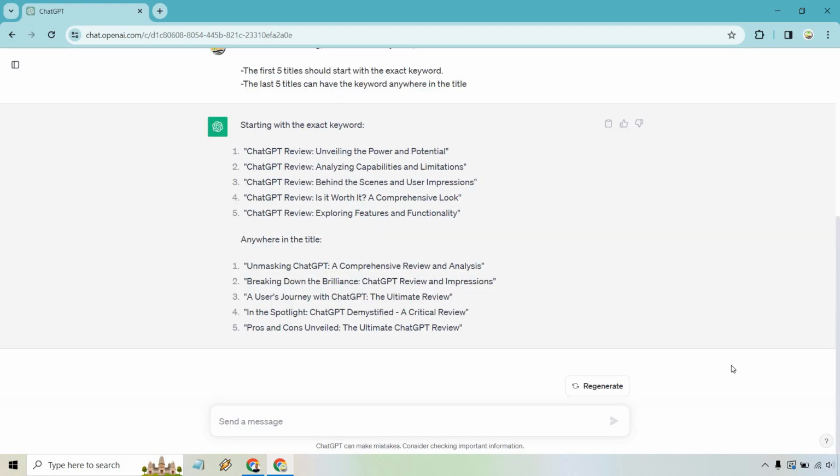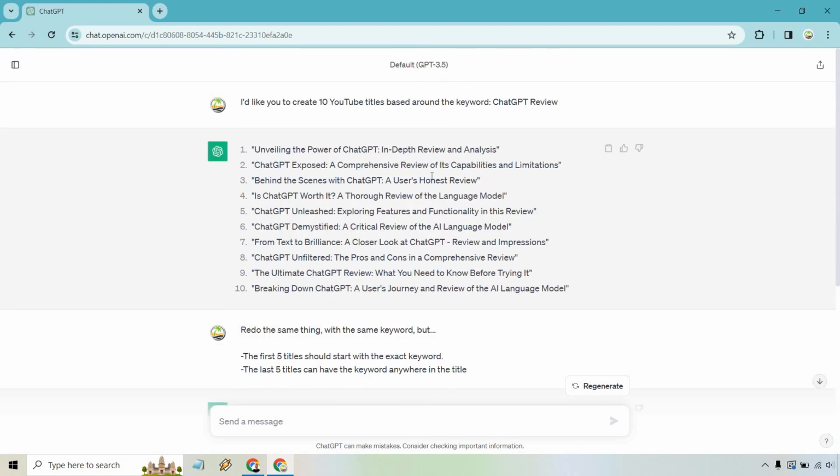Perfect. So they did exactly what we were looking to. So we have our ChatGPT review, unveiling the power and potential, analyzing capabilities and limitations. Is it worth it? A comprehensive look, features and functionality. So unmasking, breaking down the brilliance, a user's journey with it in the spotlight, pros and cons unveiled. Not bad at all, right?